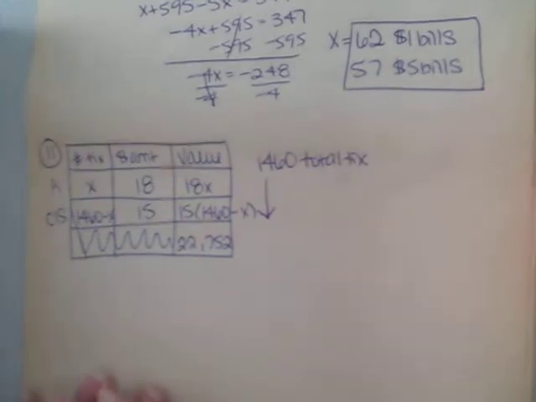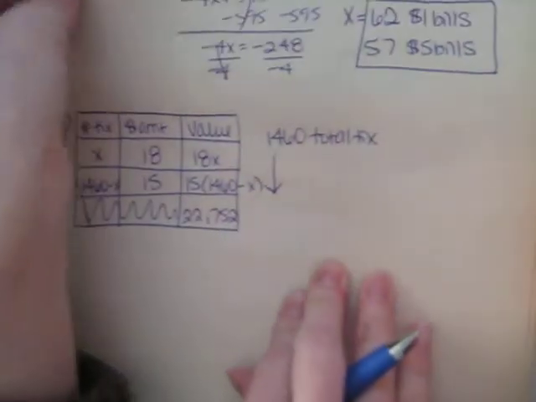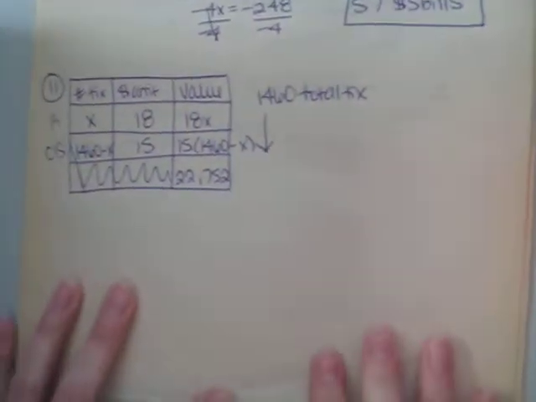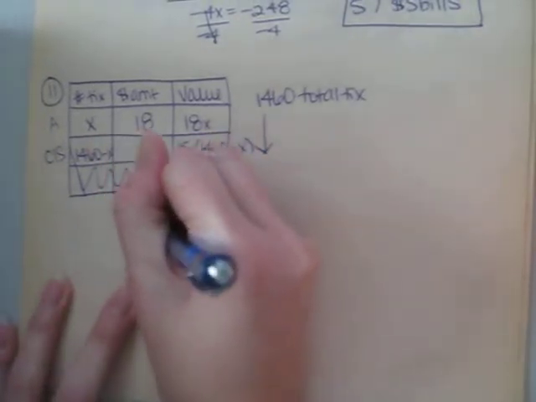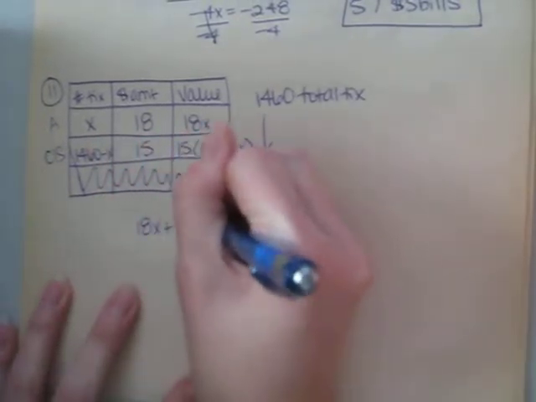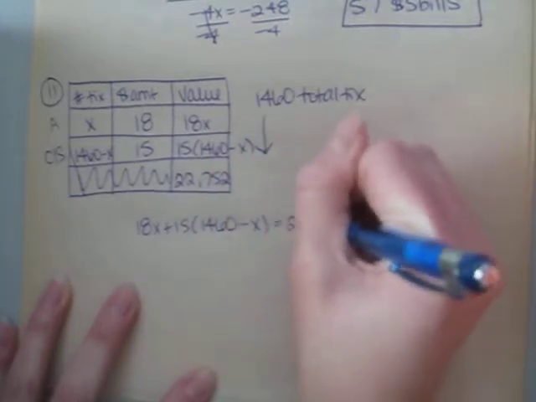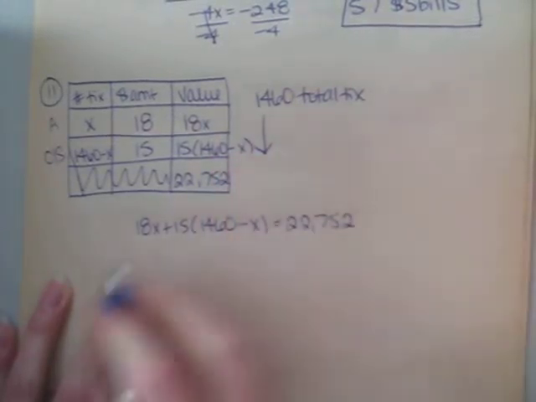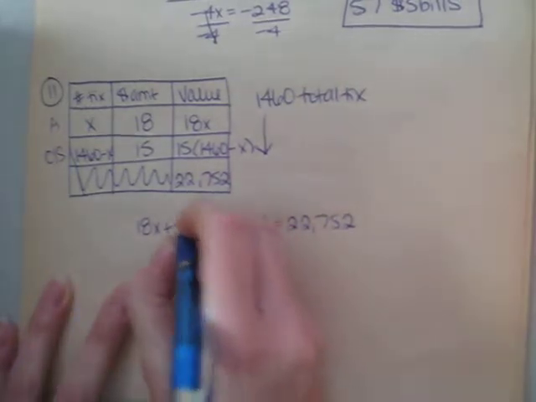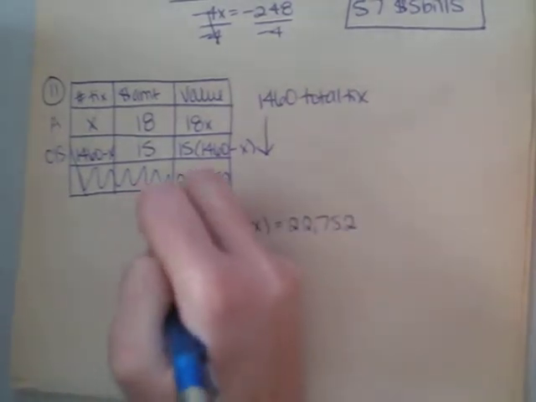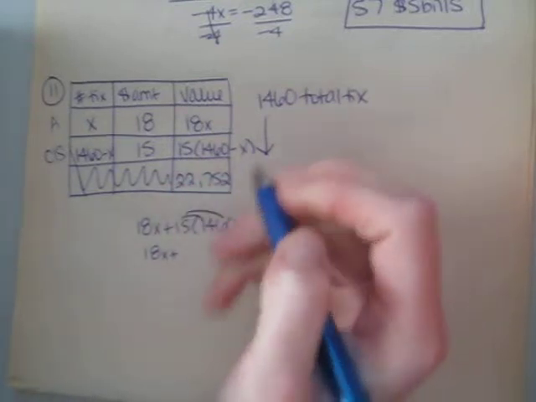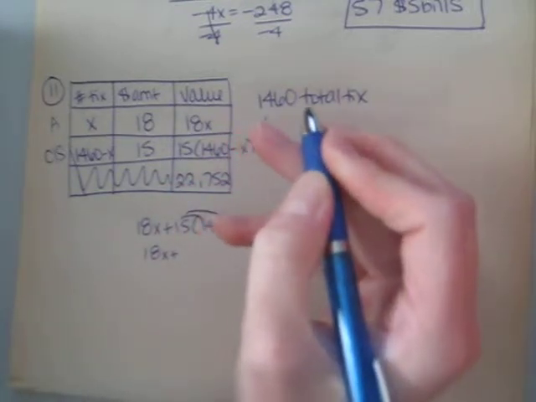So I add these two columns together to solve for x. 18x plus 15 times 1,460 minus x equals 22,752. Excuse me, distribute. 18x plus 15 times 1,460.